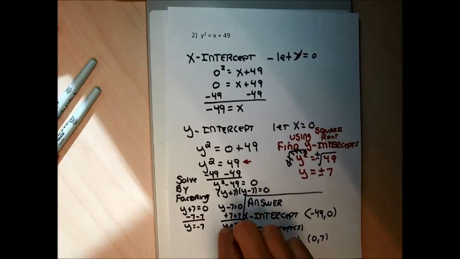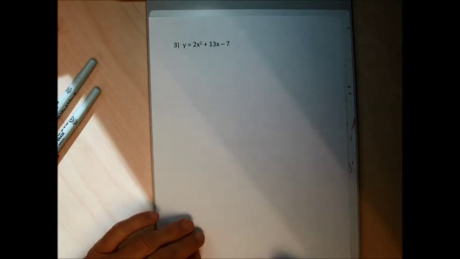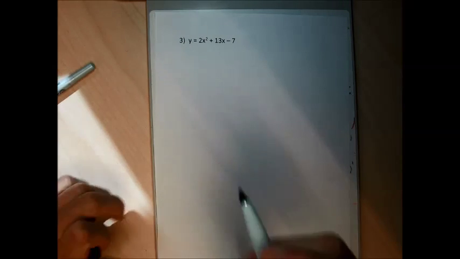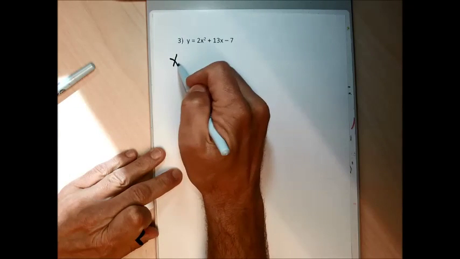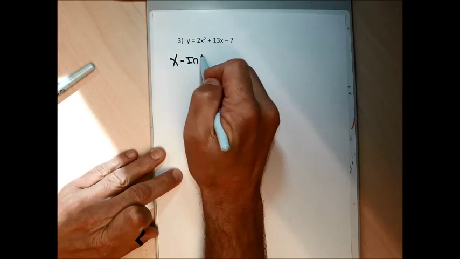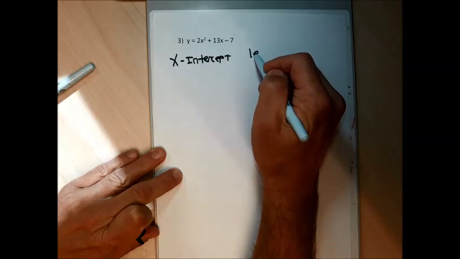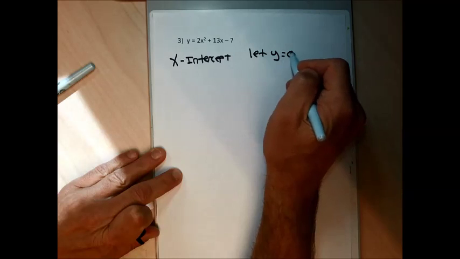All right, number 3 is messy. Number 3, one of the intercepts I'm either going to have to factor or use the quadratic formula. Let me get into that here in a second. So first I'm going to find the x-intercept. It doesn't matter which intercept you do first. I'm going to let y equal 0 to find the x-intercept.